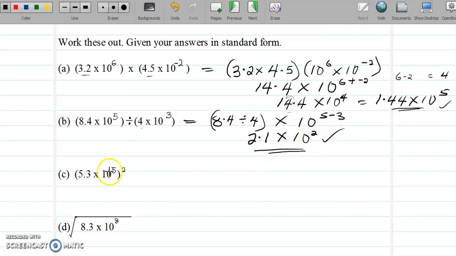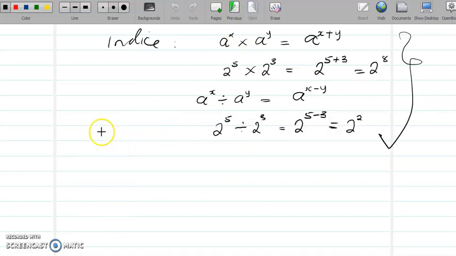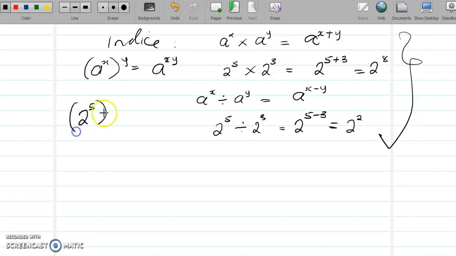Okay, now let's look at this also. If I want to solve this, I have to note that if we have a raised to the power x, all in brackets to the power y, this means a raised to the power x times y. That is, if I have 2 raised to the power 5, all in brackets to the power 3, this means 2 raised to the power 5 times 3, and that gives me 2 raised to the power 15.